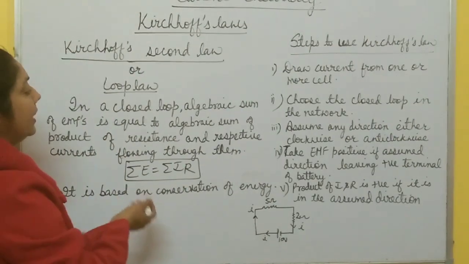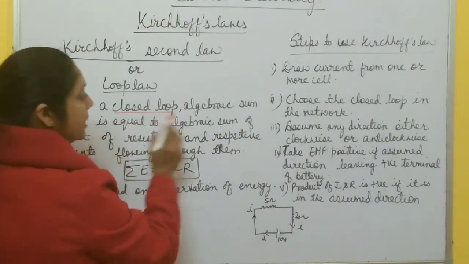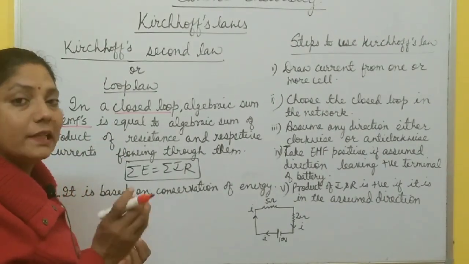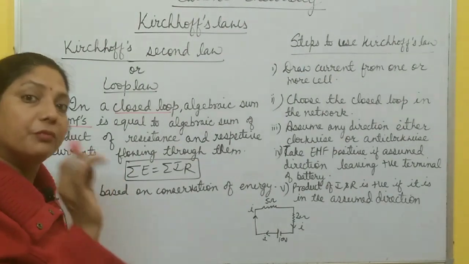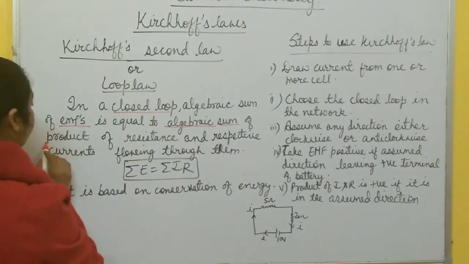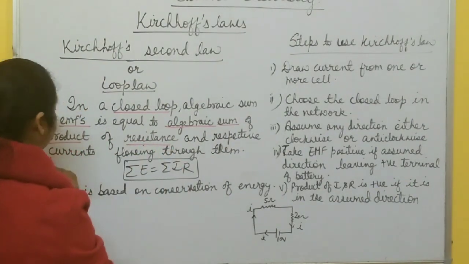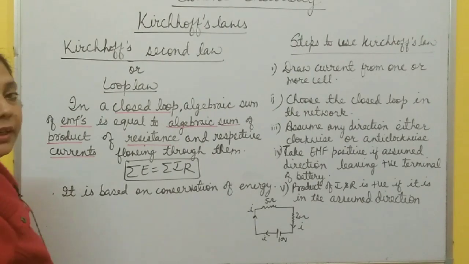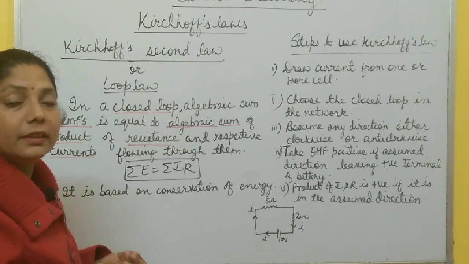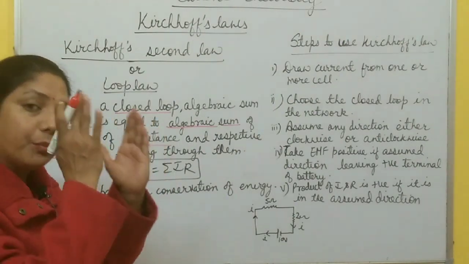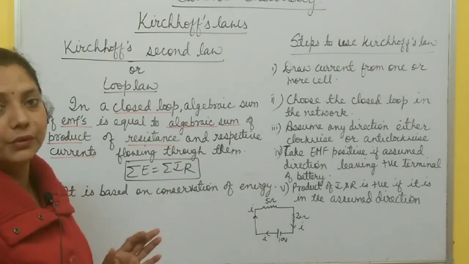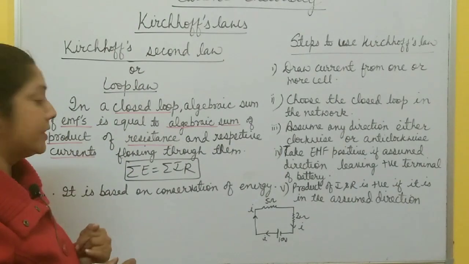According to this law, in a closed loop, the algebraic sum of EMFs, if there are a number of cells, so the algebraic sum of the EMFs of all the cells is equal to the algebraic sum of the product of resistance and the respective currents flowing through them. It means if there are 2 or 3 resistors and current is flowing through them, then the algebraic sum of what? Product of resistance and respective currents flowing through that circuit. This is Kirchhoff's second law.